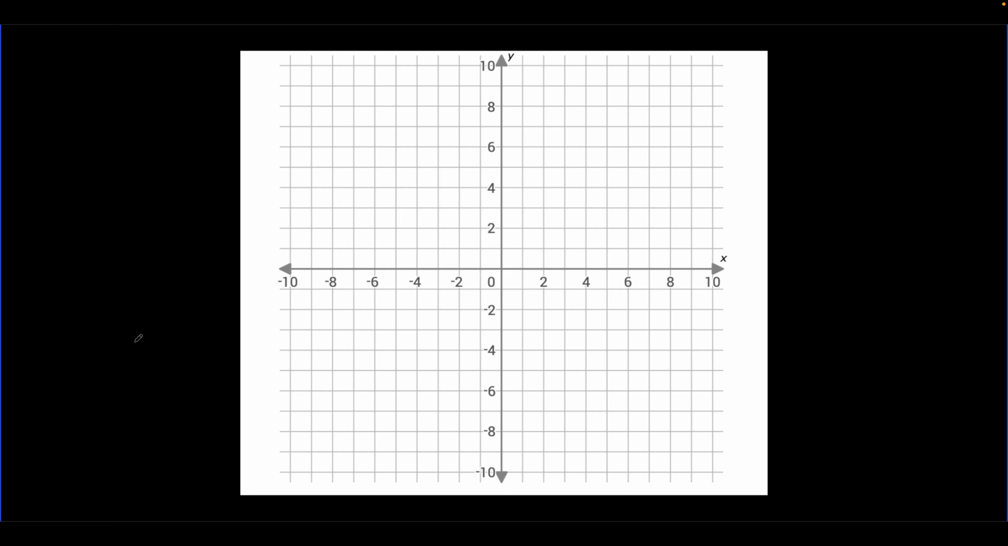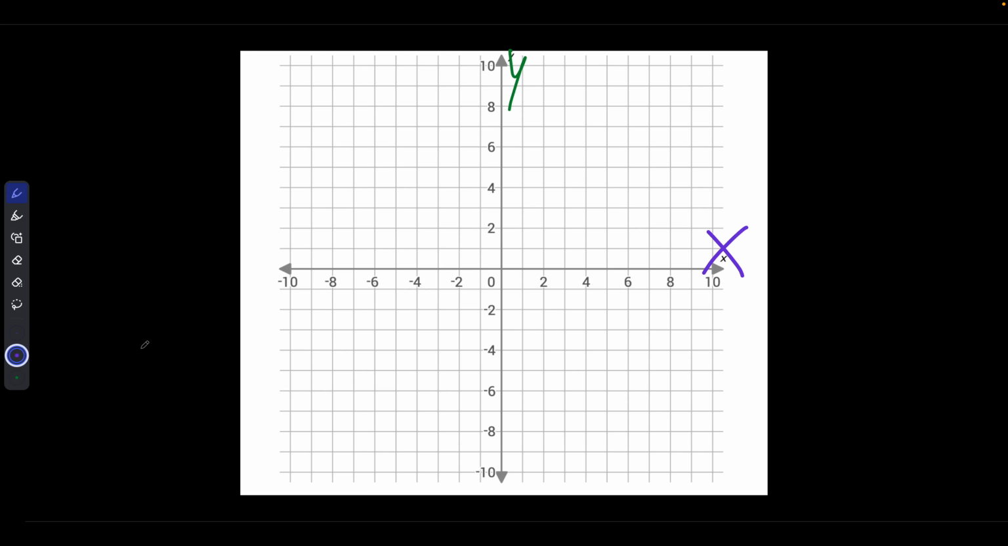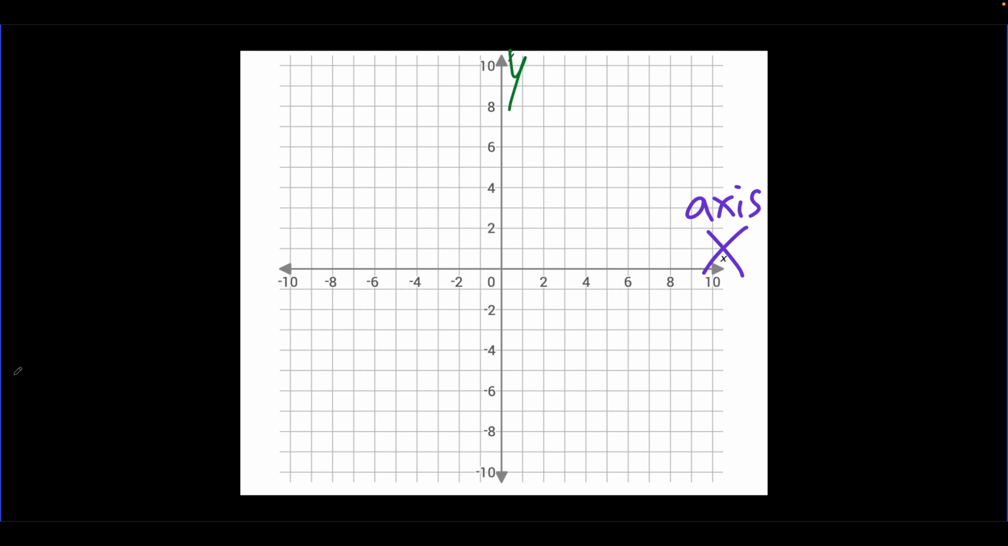Okay, first off, there are some letters on this graph. There are numbers, obviously, but there are some letters. There's an X here, and then there's a Y up here. And this is what we call the X axis, and this is what we call the Y axis. Y-axis.